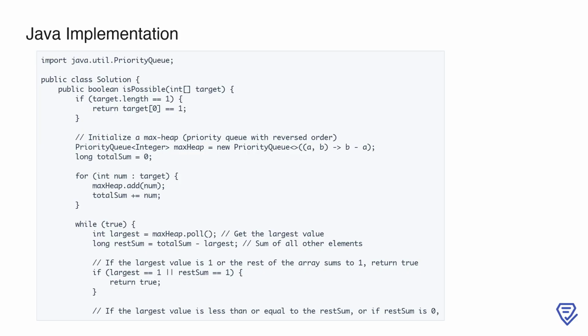Next, we initialize a max heap using a priority queue. This allows us to efficiently retrieve the largest element in the array at each step.